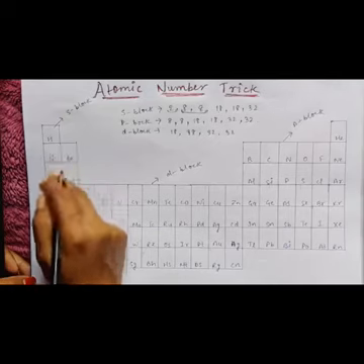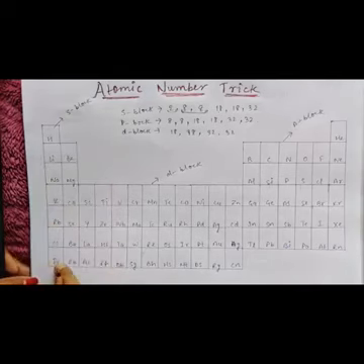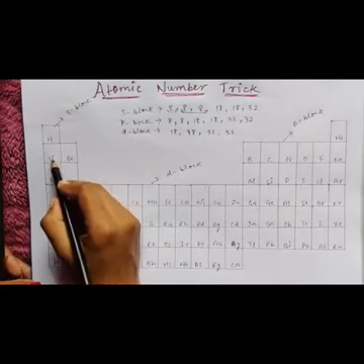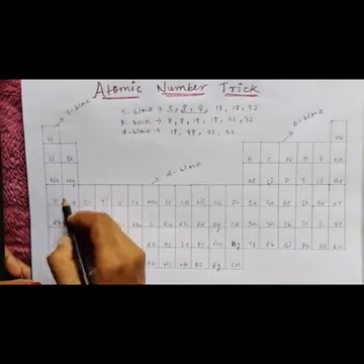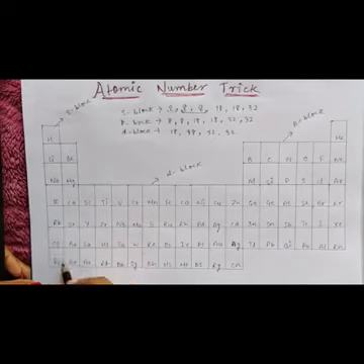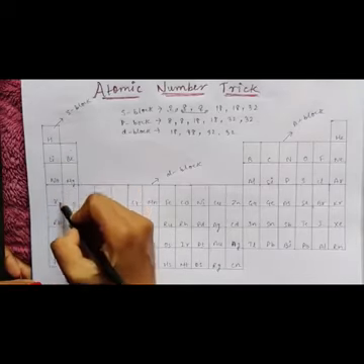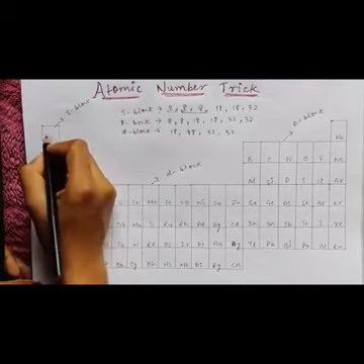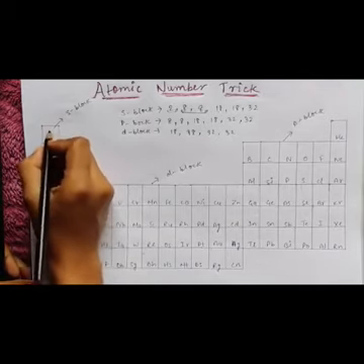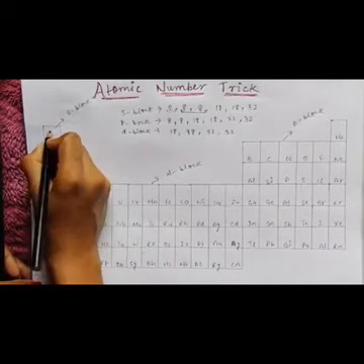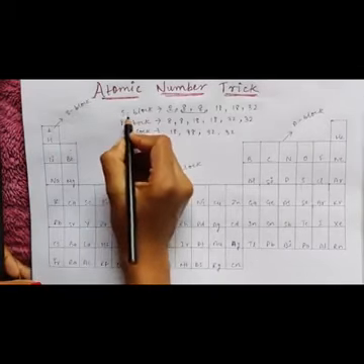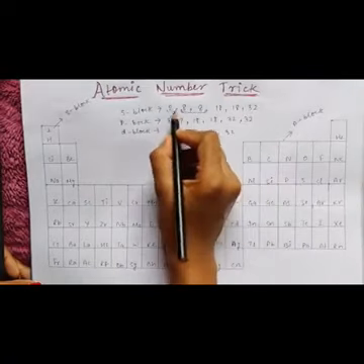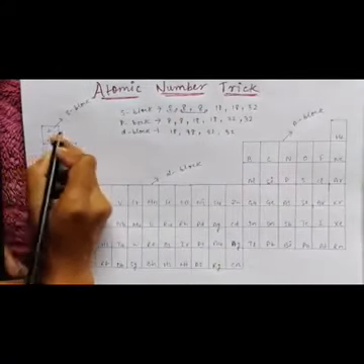So for the S block elements, first is hydrogen, then lithium, sodium, and so on. So these are the elements. The first atomic number is 1, hydrogen's number is 1. I will write 1. Then the first in the order is 2, so 1 plus 2.